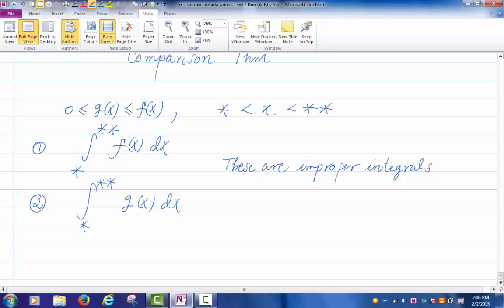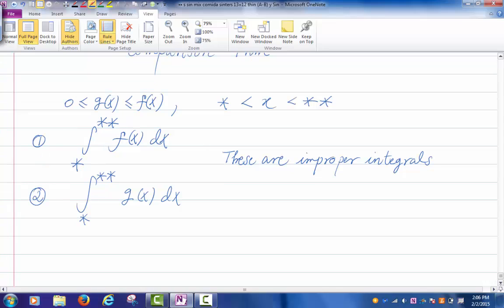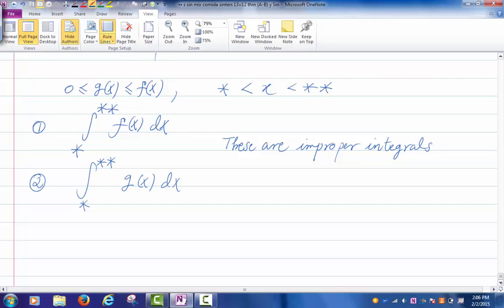Now let's think about the other way. What if I tell you that integral number 2 is divergent? Here is g, here is f. Integral of g is divergent, which means the area below g is infinite. Well, then the area below f is definitely infinite, right? So that means if number 2 is divergent, then I can say number 1 is divergent, right? So that's all. That's the comparison theorem, really.